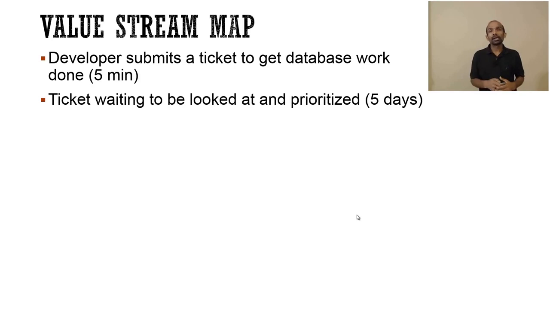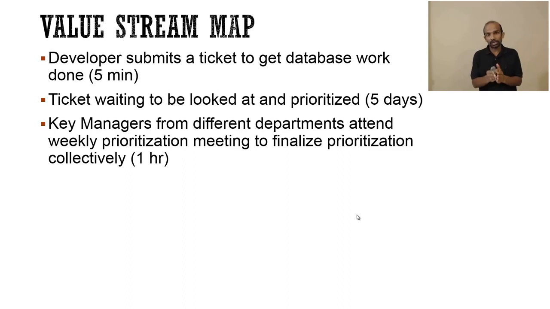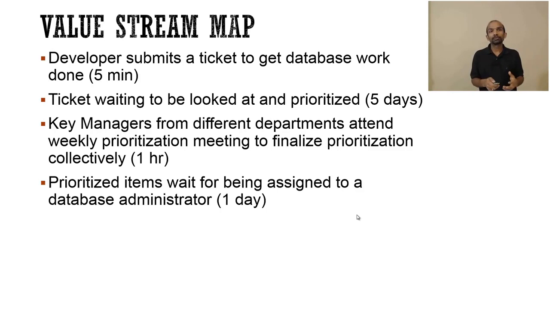And then there were key managers from different departments who would attend this weekly prioritization meeting, because all of these application teams are submitting requests. So there is some kind of prioritization required as to which one to do and not to do. So key managers from different teams were getting together, doing this weekly prioritization meeting together. It's about an hour. And then the prioritized items wait for being assigned to a database administrator. So that's about a day.